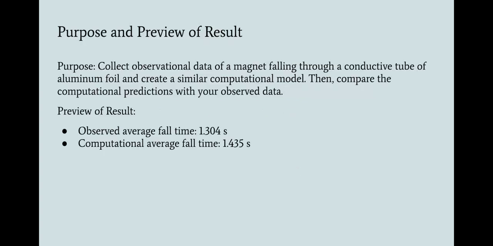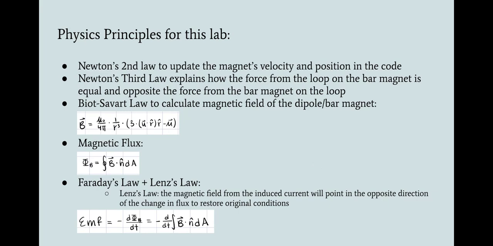Purpose and preview result. The purpose of this lab was to collect observational data of a magnet falling through a conductive tube of aluminum foil, then create a similar computational model in ClosScript, and compare the computational predictions with the observed data from the experiment. The preview of the result: my observed average fall time was 1.304 seconds, and my computational average fall time was 1.435 seconds.